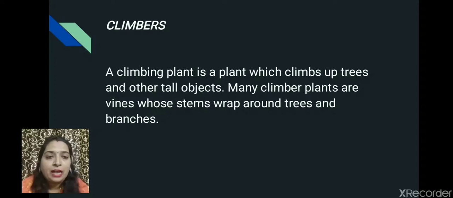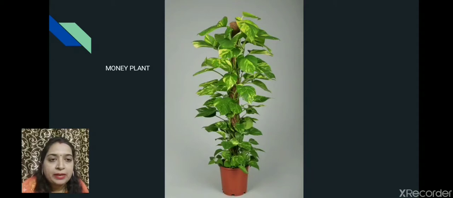Examples of climbers are, as you can see here, one example is pea. Okay, pea plant is a climber. There you can see one money plant, right? Money plant also needs some support to grow. Children, I give you some extra information that climbers have some special structures to climb, and that special structures are called tendrils. Other examples are like grapevine.